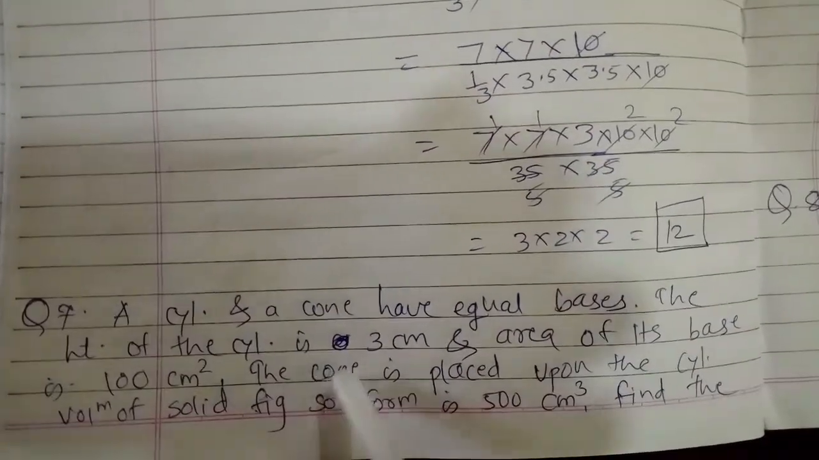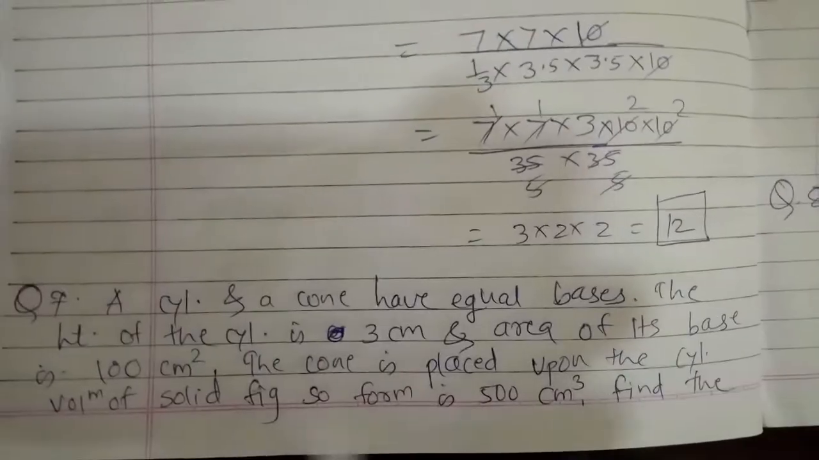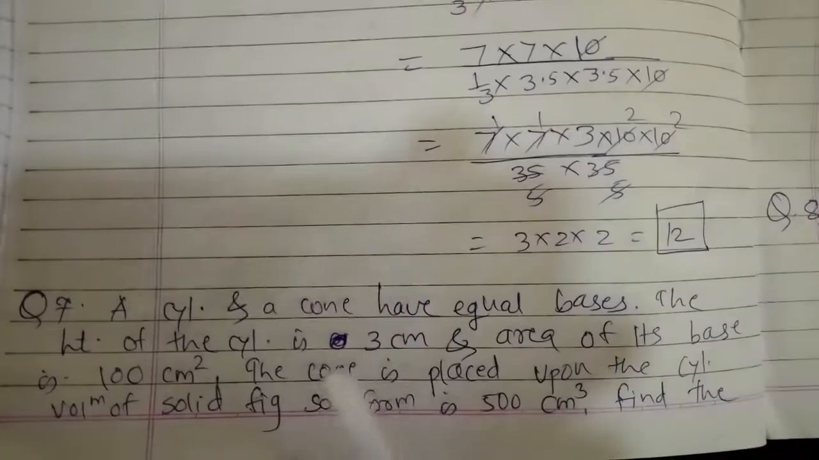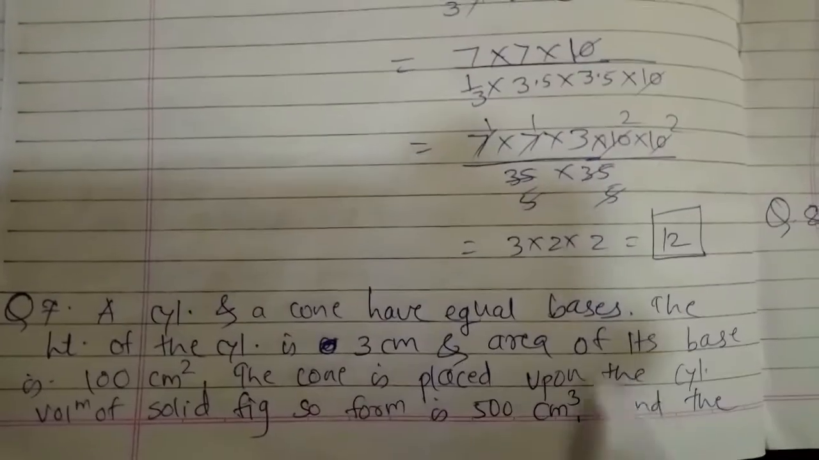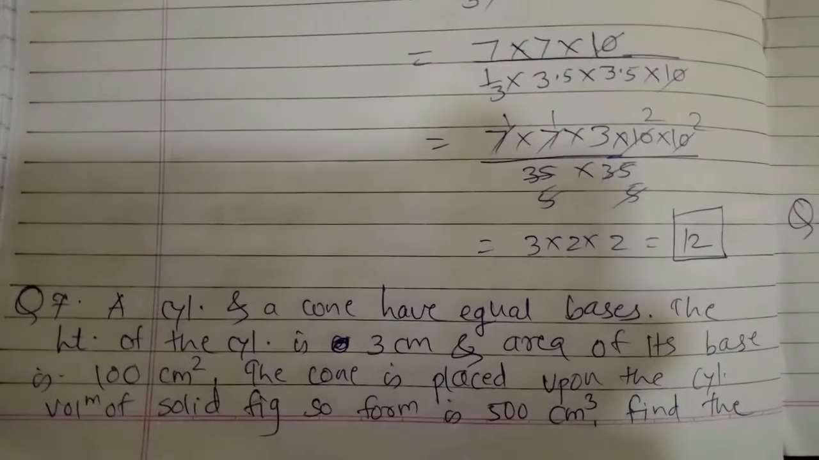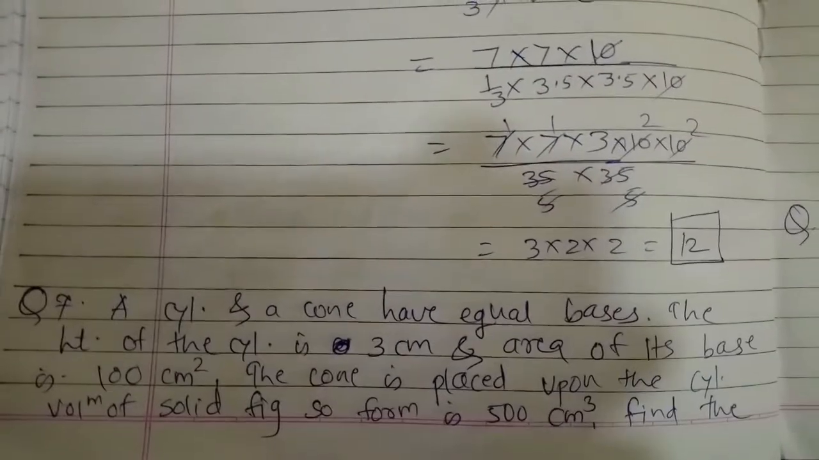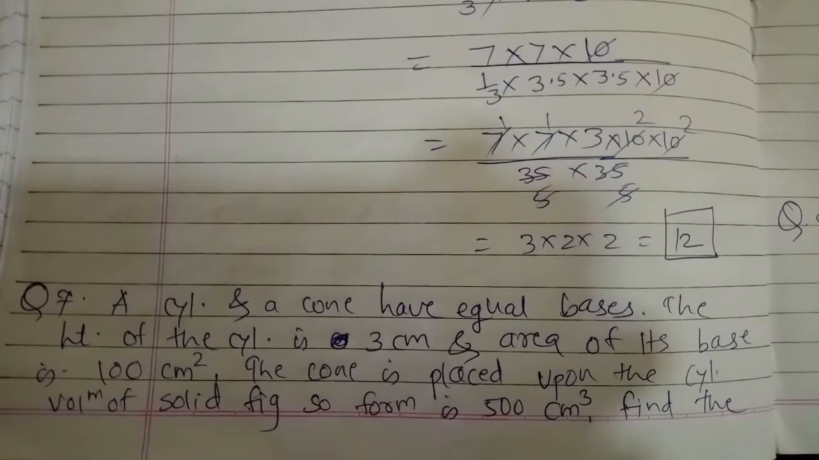The height of the cylinder is 3 cm and the area of its base is 100 cm square. The cone is placed upon the cylinder and the volume of the solid figure so formed is 500 centimeter cube. Find the total height of the figure.